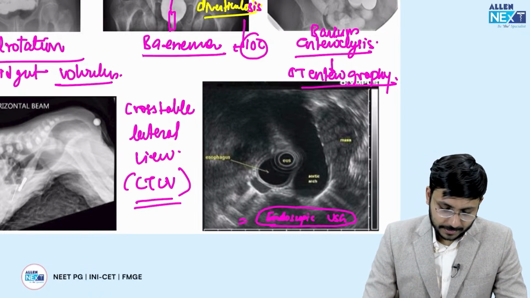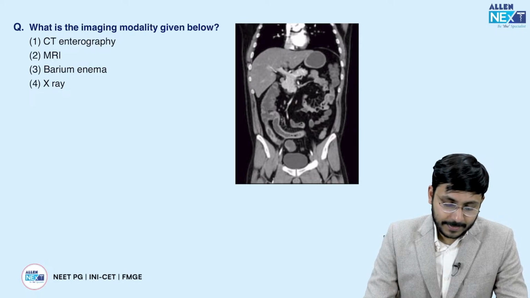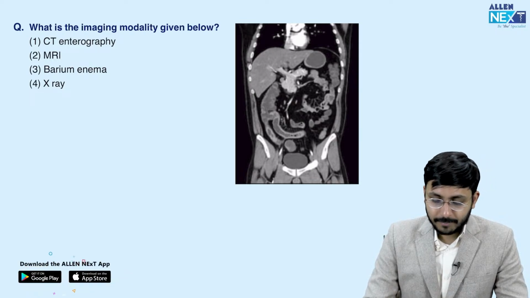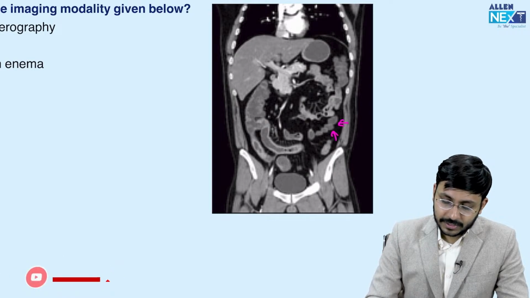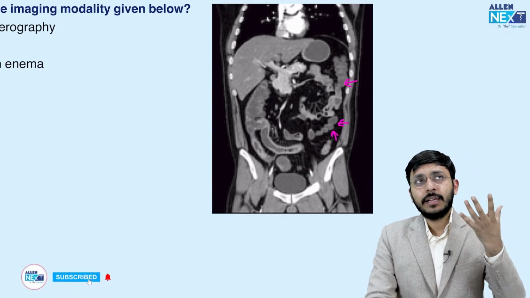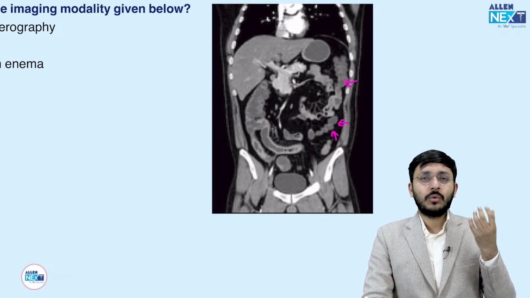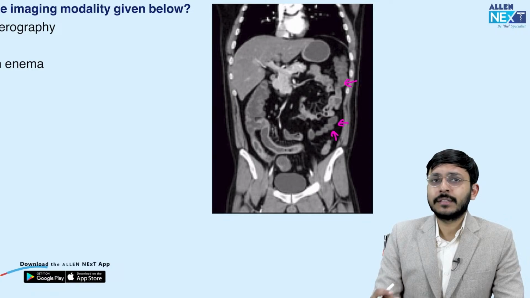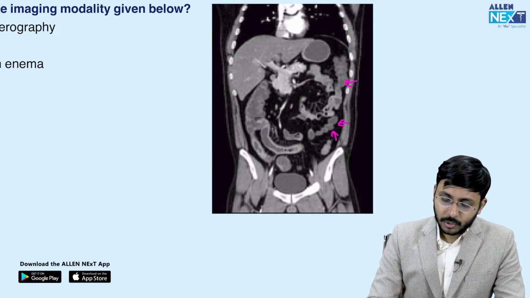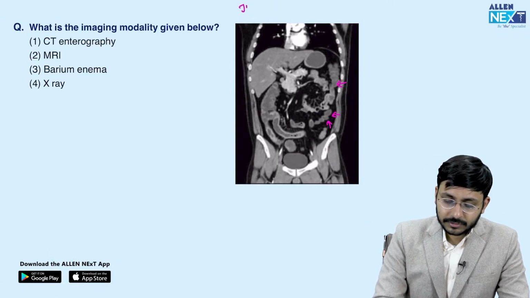Okay, now let's move on to the next question. What is the imaging modality that is given below? So here we are seeing that the small bowel has some fluid within it. So remember, whenever we give water to the patient to drink, that never distends the small bowel. Why? Because water gets absorbed in the intestine. So what do we do when we evaluate the small bowel?